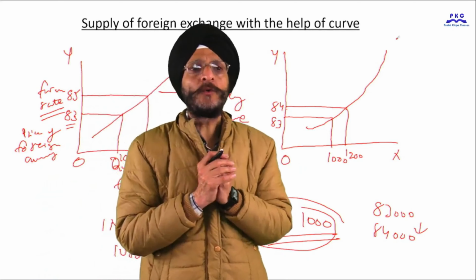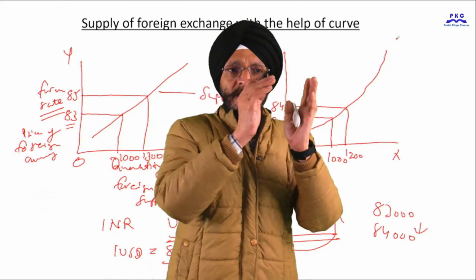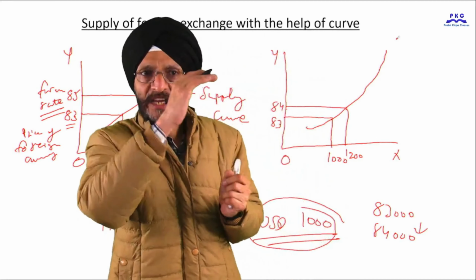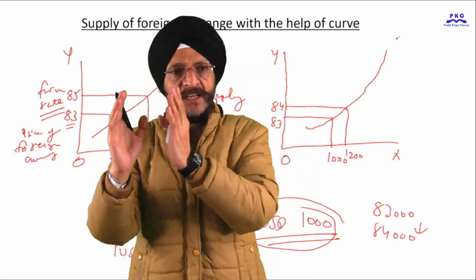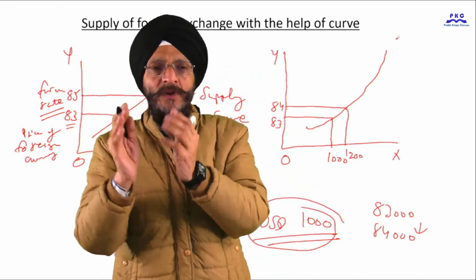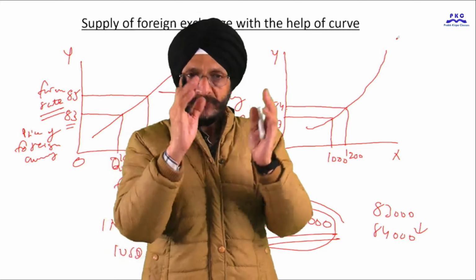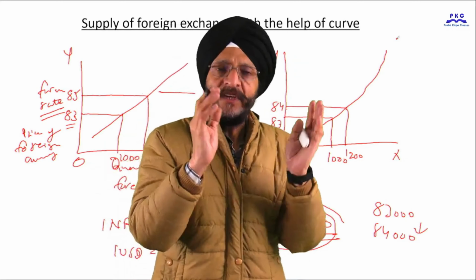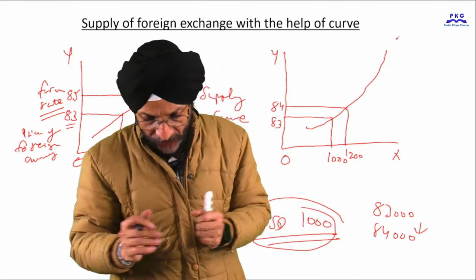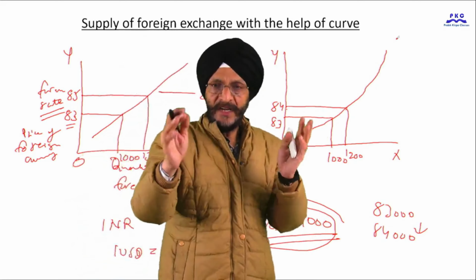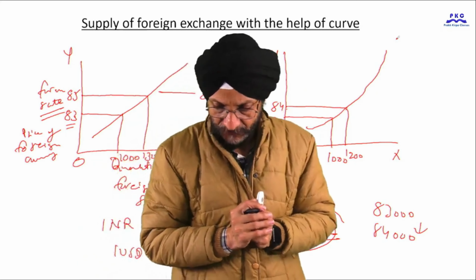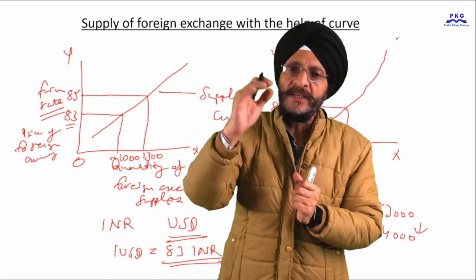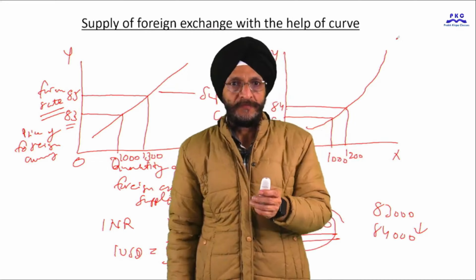It is important to note that the shape of both the supply curve and the demand curve of foreign exchange depends on various factors such as government intervention, trade agreements between two countries, and speculative trading in the international forex market.